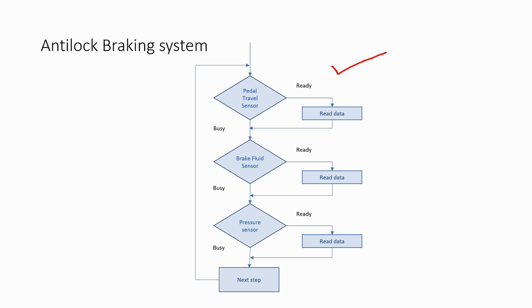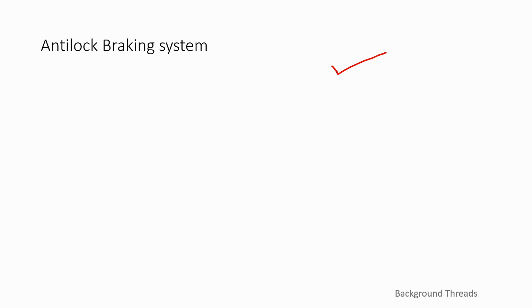But this method will be problematic when it comes to safety critical applications like ABS systems, ventilators, etc. If you take this same example with a multi-threaded approach, let's redesign this application. What if we have two different kinds of threads, a background thread and a foreground thread?